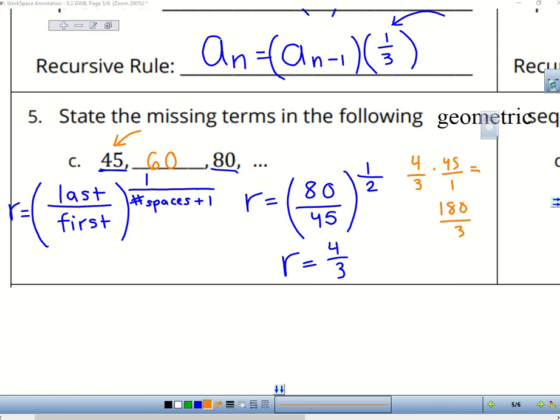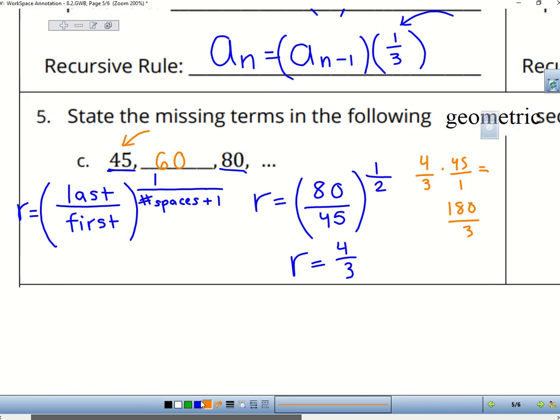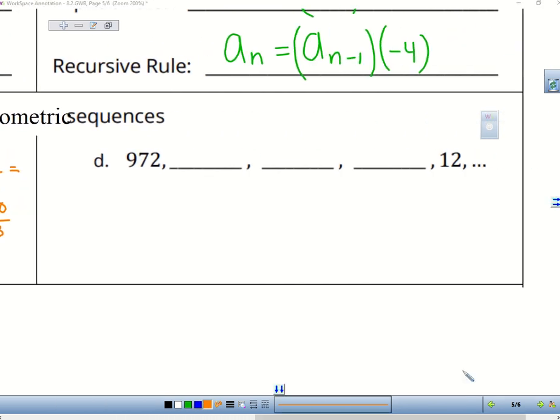So do we have any questions about that? Do you all understand why the formula has to be different for common ratio versus common difference? Okay. So next one, how are we going to set up to find the common ratio? It's 12 over 972 to the power of 1 over 4. Good. Everybody understand where the 4 came from? Number of spaces plus 1. Good.